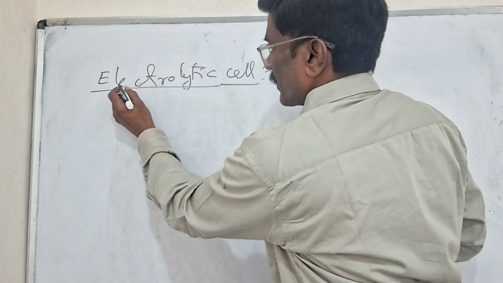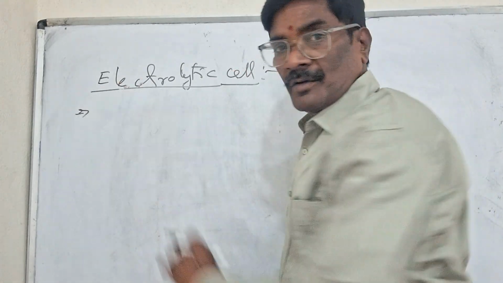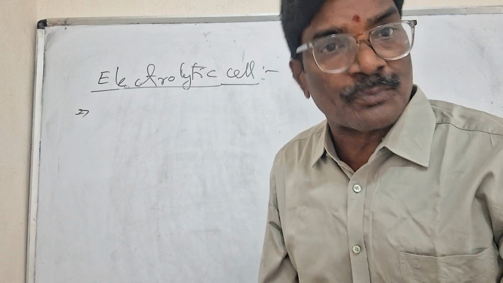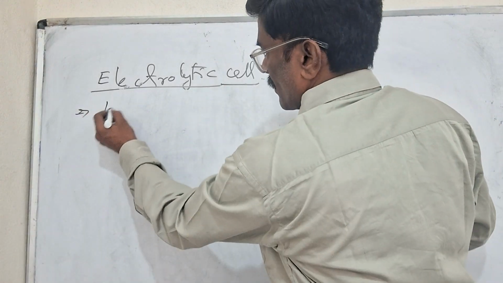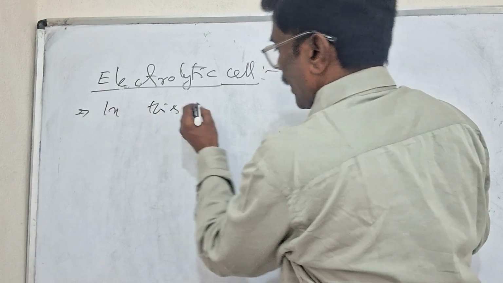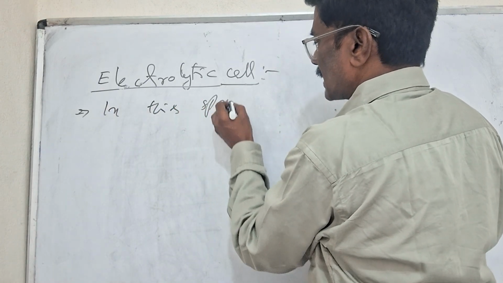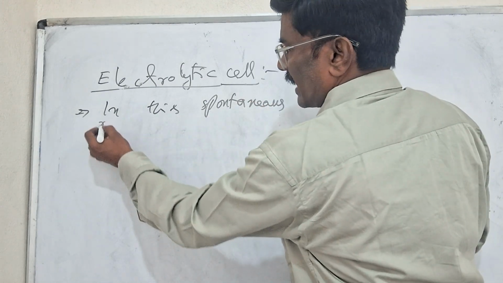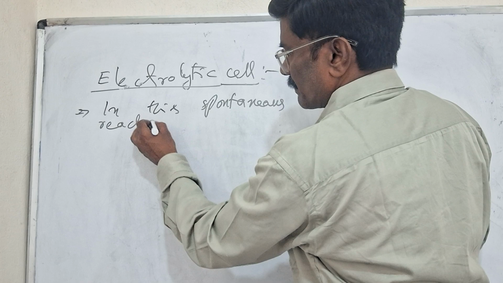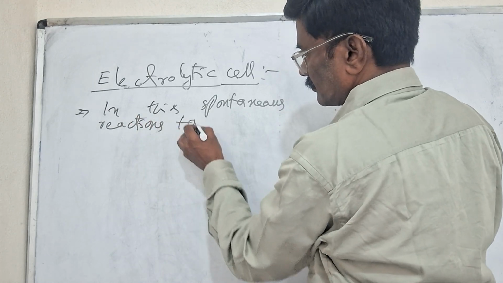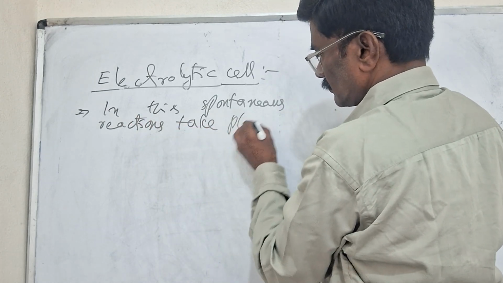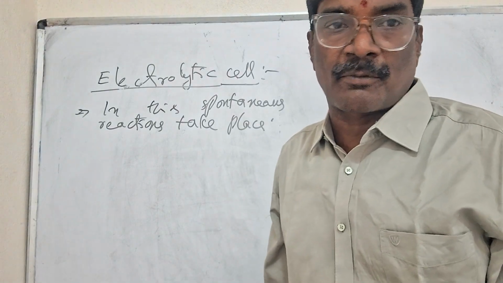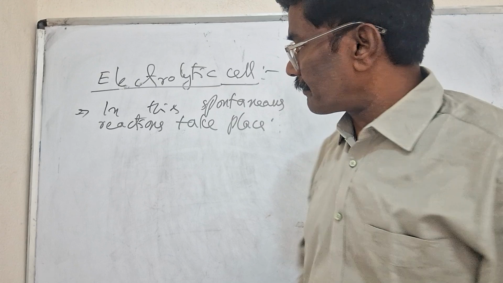First of all, we should know that in these cells the type of reactions are spontaneous reactions. Spontaneous reactions take place. That is the first and foremost important point about the electrolytic cell.